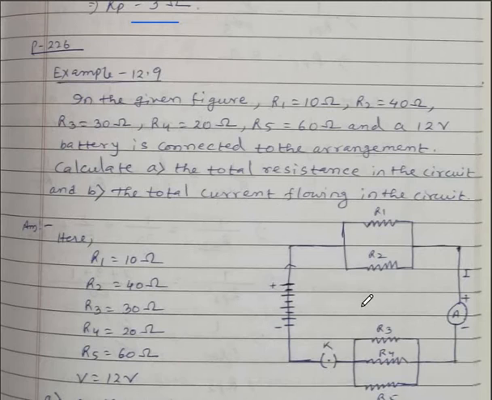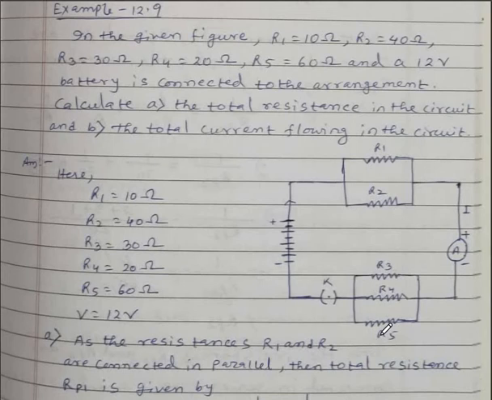Here also one figure is available. Total 5 resistances, where R1 and R2 are connected in parallel, and R3, R4, R5 are also connected in parallel. They have different values according to the question: R1 10 ohm, R2 40 ohm, R3 30 ohm, R4 20 ohm, R5 60 ohm. Total voltage is also given, 12 volt.